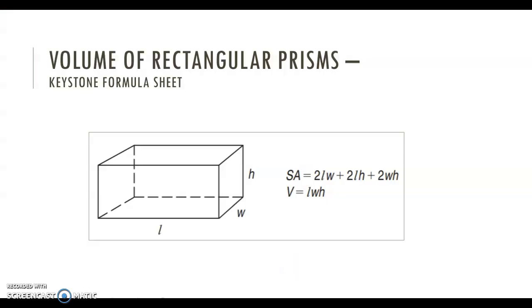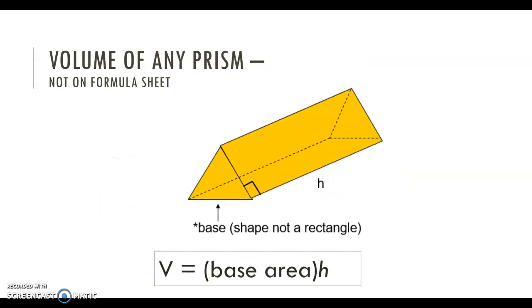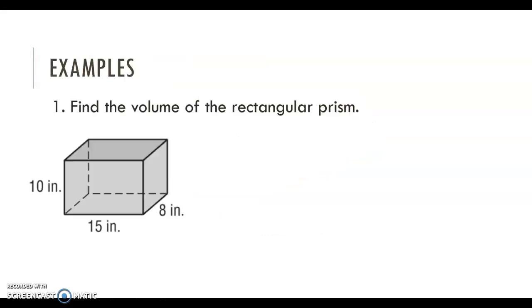So referring to our Keystone formula sheet that we've been using, this is a rectangular prism again, and your volume formula can be found here: length times width times height. For any other prisms, we can use the following formula. For example, a triangular prism again, we are looking at a base that's a triangle. The volume would be the base area times the height of the prism, found the same way.